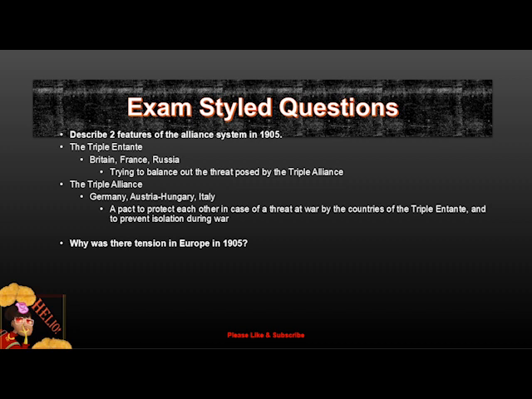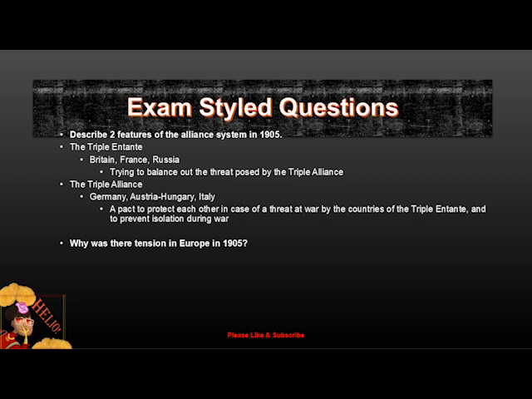Now, this question actually carries 6 marks. So that means that you have 3 points to fill: the point, a little bit more in-depth information, and then some extra knowledge. The point is the Triple Entente. More information is the countries involved, so that's Britain, France, and Russia. And a bit more information is, for example, what was the point of this alliance. They were trying to balance out the threat posed by the Triple Alliance. That's your 3 marks.